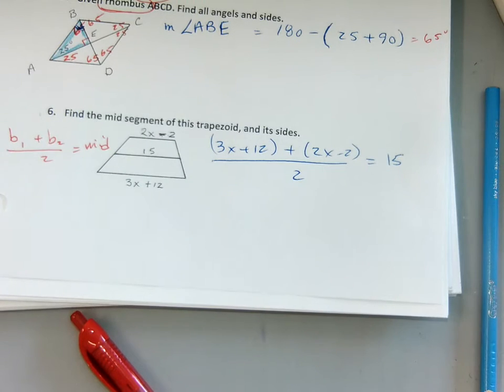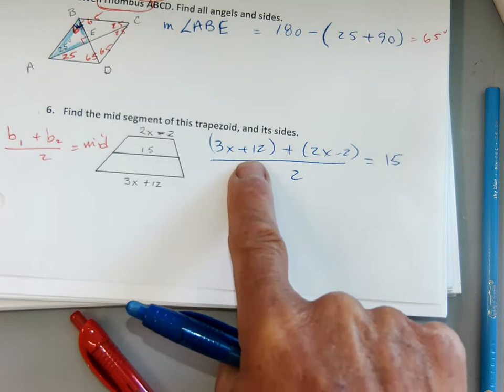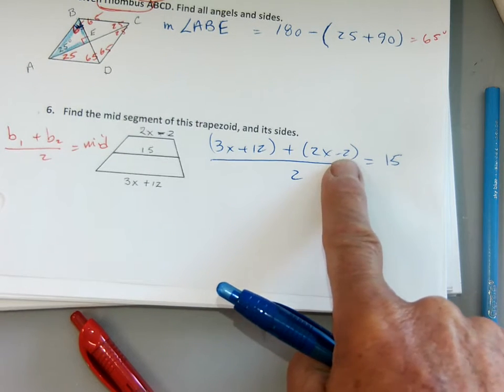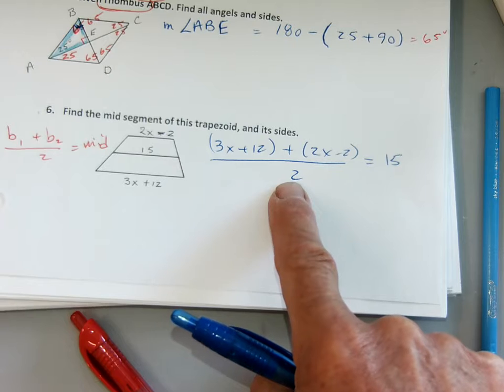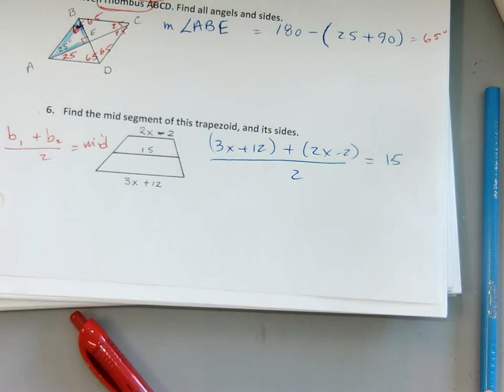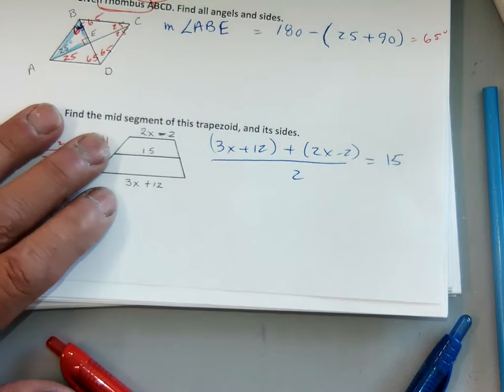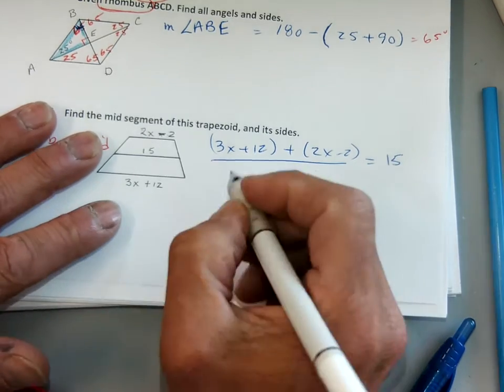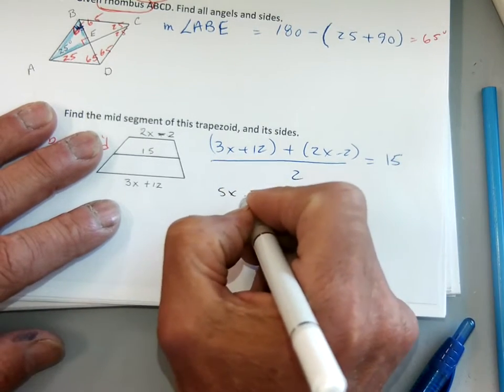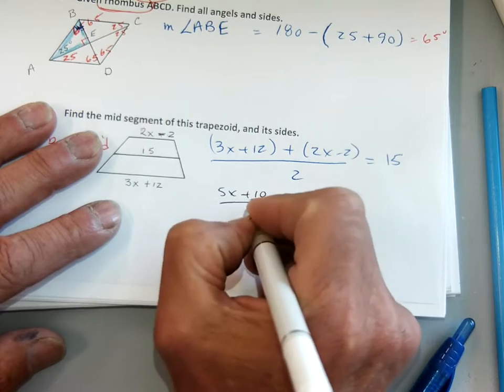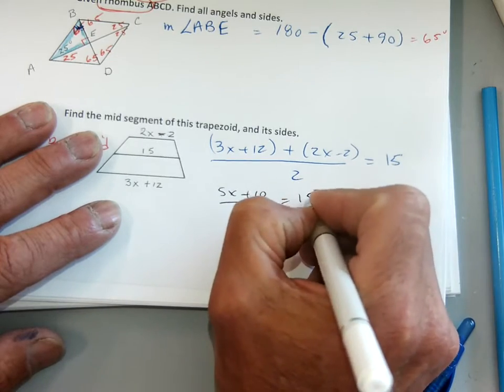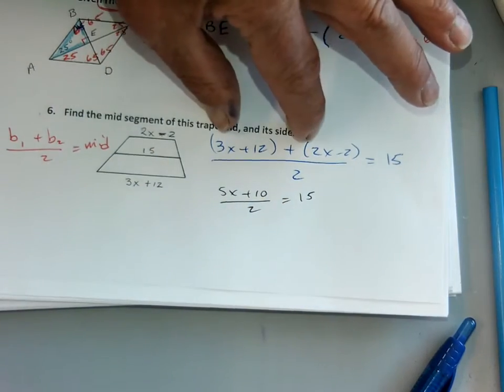I'll step back, okay? Base 1, that's my bottom, 3x plus 12, plus base 2, 2x minus 2, divided by 2 equals 15. Okay, how am I doing? Well, let's simplify. All right, so I'm going to get a 5x plus 10 divided by 2 equals 15. I just added 5x, 10.